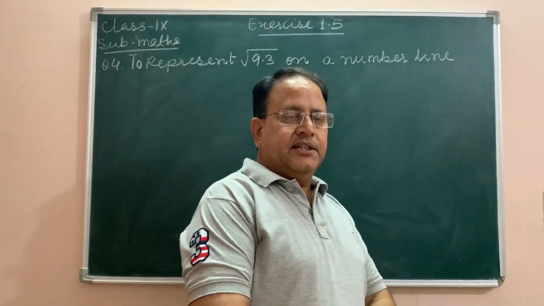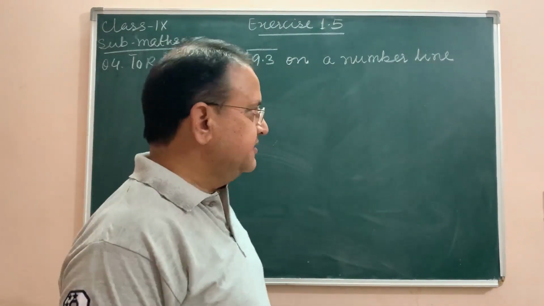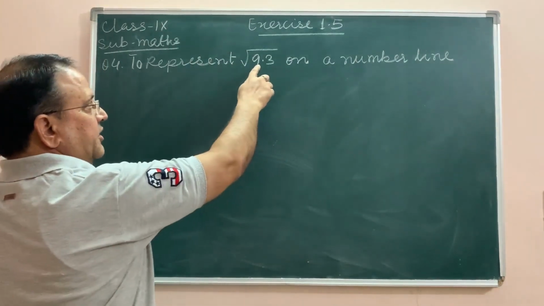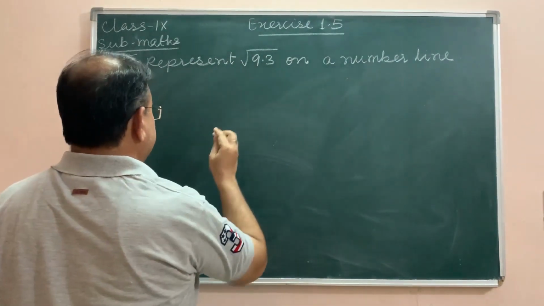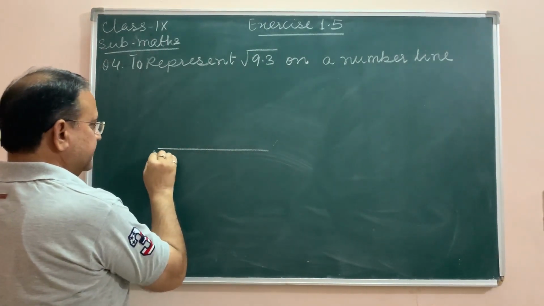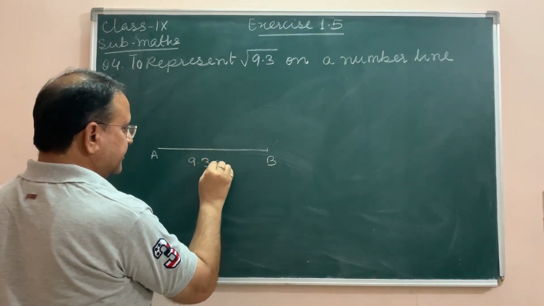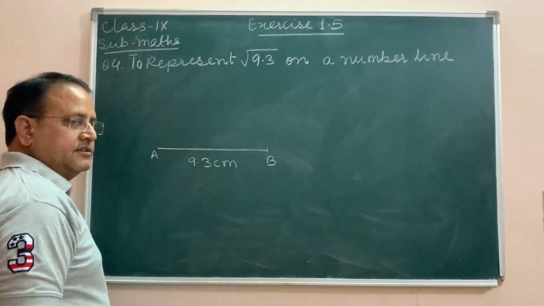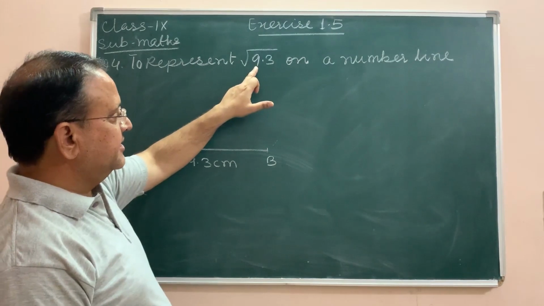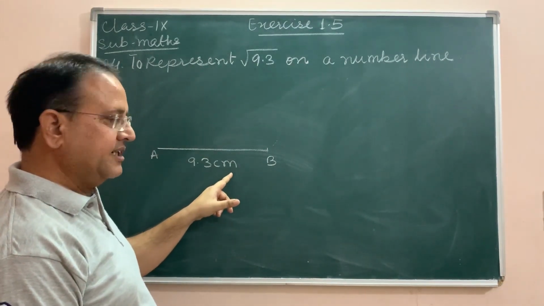So how we can represent this number on a number line? So please listen carefully. Now the number is 9.3. So we have to draw a line AB of length 9.3 centimeter. Now since the length is 9.3, we have to take AB is equal to 9.3 centimeter.